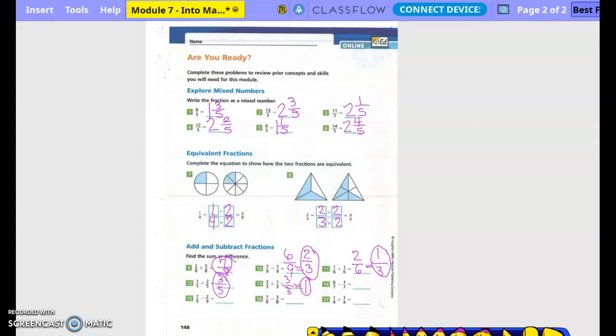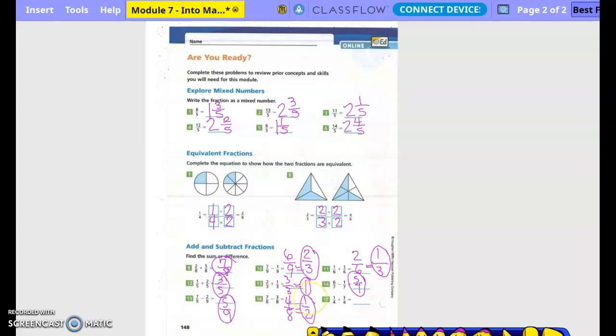6/7 minus 1/7 is 5/7. Is that simplified? Simplified, right? 7/9 minus 2/9 is 5/9. Simplified, right? 7/8 minus 3/8 is 4/8. Is that simplified? Nope. What goes into both 4 and 8? 4, right? 4 goes into 4 once. 4 goes into 8 twice.